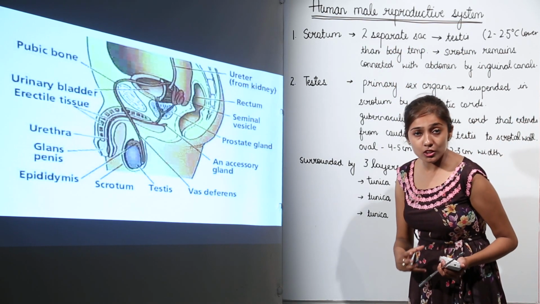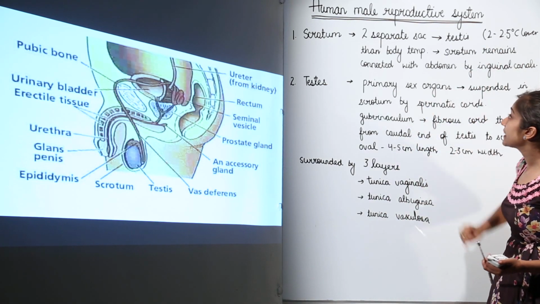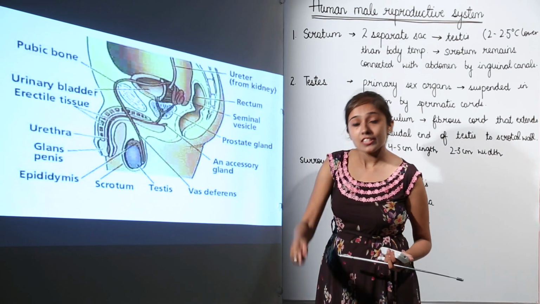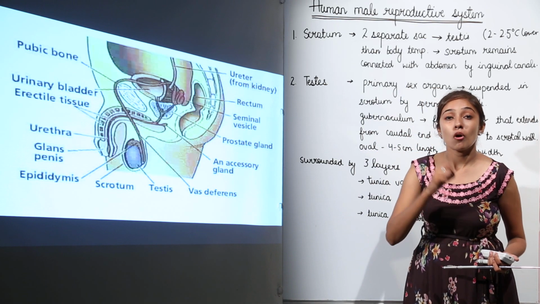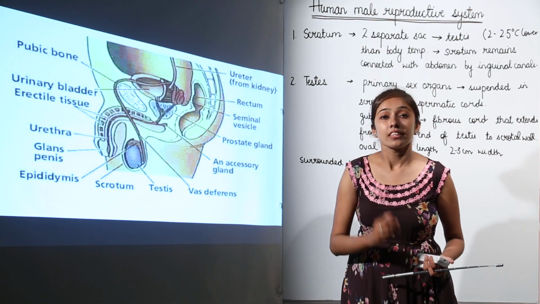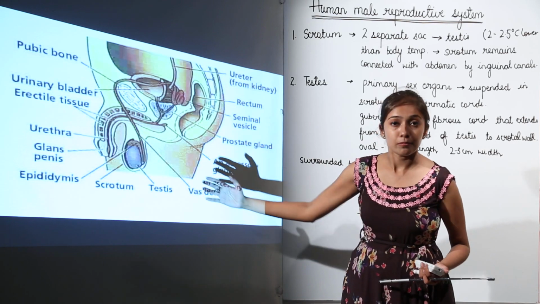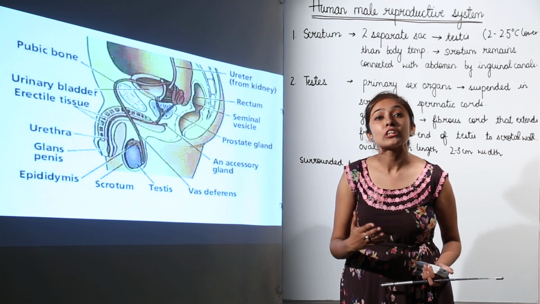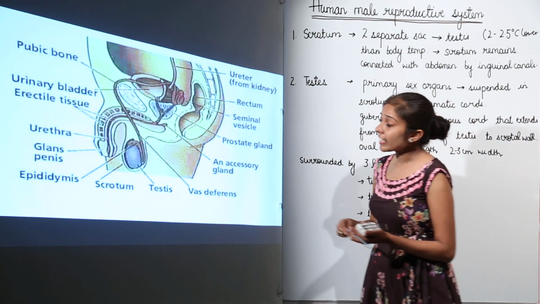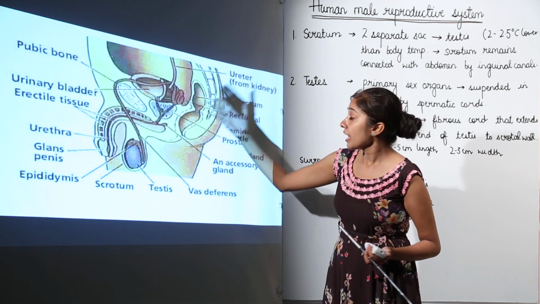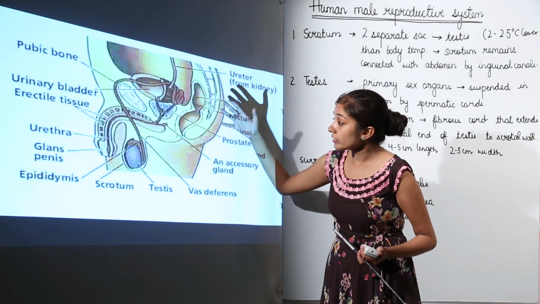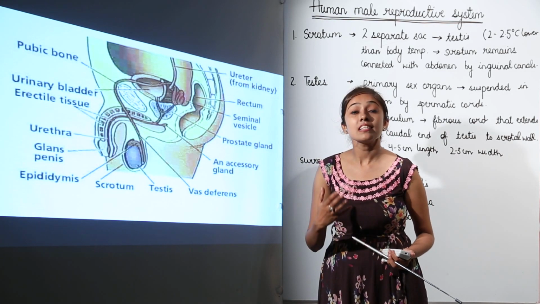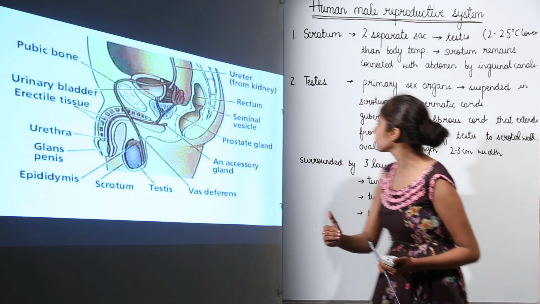Now the temperature in the scrotum is 2 to 2.5 degrees Celsius lower than the body temperature. Why is it lower than the body temperature? Because the formation of sperms needs a temperature that is lower than the body temperature. Remember that the temperature needs to be lowered for the formation of sperms. So that is why you can see that scrotum is the pouch which hangs outside your abdomen, right? The temperature required by sperm formation is 2 to 2.5 degrees Celsius lower.